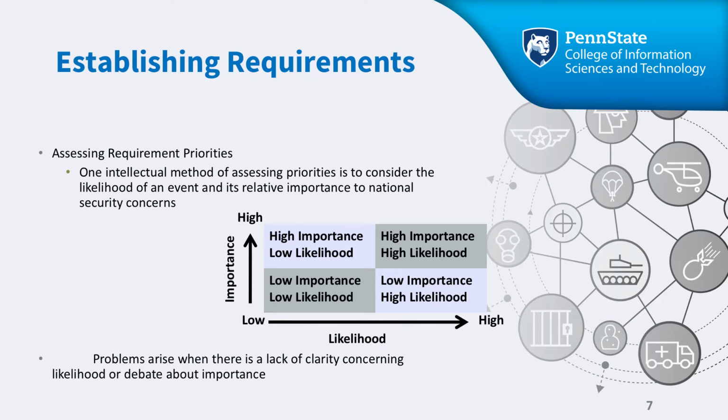Now, so far this all sounds very scientific, but there can be problems in agreeing on this. Problems can arise when there's a lack of clarity concerning likelihood. People are debating whether or not something really is likely or not. Or there can also be a debate about the importance. People can disagree. But keep in mind that this is just one tool that's also used to assess relative priorities.